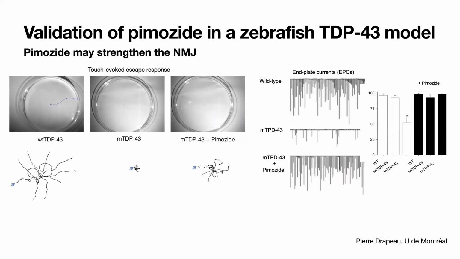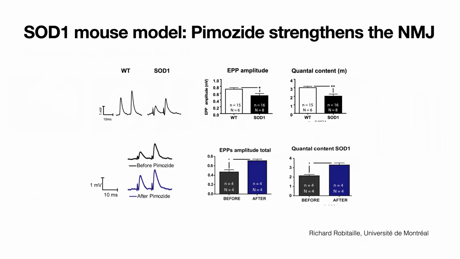Now, something that's interesting is that, complementing the worm work, zebrafish is a little more accessible for electrophysiology. So Pierre's group went on and measured neuromuscular junction activity by looking at end plate currents, and this is disrupted in the TDP43 fish and is rescued partially by pimozide. We then went on to recruit our local collaborator, Richard Robitaille, who had been working with an SOD1 mouse model of ALS using additional electrophysiology techniques. He's measuring end plate potential and quantal content in these animals, and it's decreased in the mutant, and pimozide can rescue it as well.